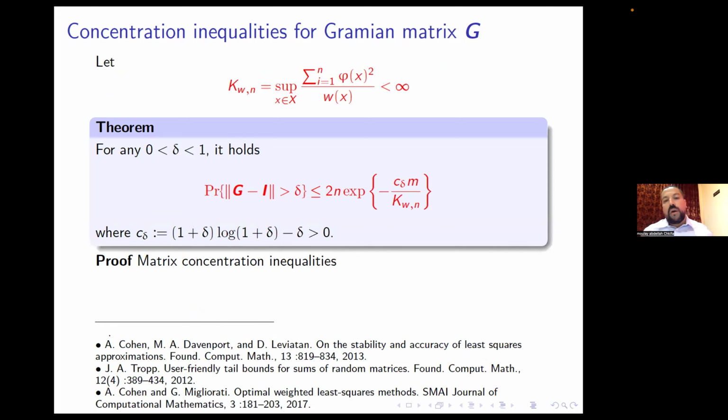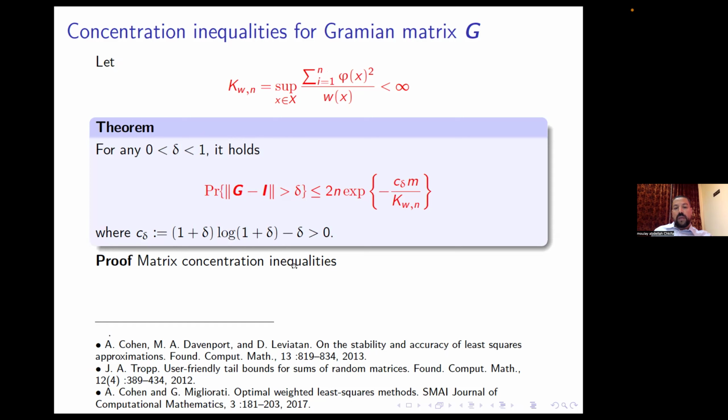How can we have that in the context of i.i.d. sampling? We can quantify how the random matrix G deviates from the identity matrix using matrix concentration inequality. Let me first define this quantity, which is actually a supremum of a Christoffel function, but with respect to the measure W d mu. Once we have this, we can quantify how the matrix deviates from the identity matrix.